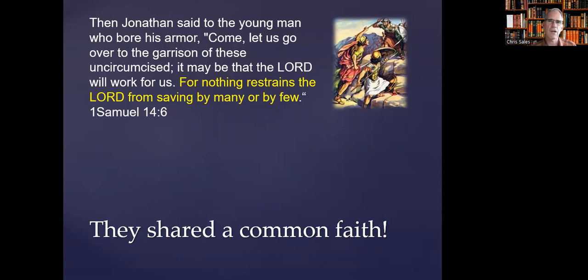And just have a look at this. Jonathan said to his armor bearer, "Come, let us go over to the garrison of these uncircumcised. It may be that the Lord will work for us. For nothing restrains the Lord from saving by many or few." It didn't matter that it was only Jonathan and his armor bearer compared to a garrison of Philistines. That didn't matter to Jonathan. Nothing restrains the Lord from saving by many or by few.